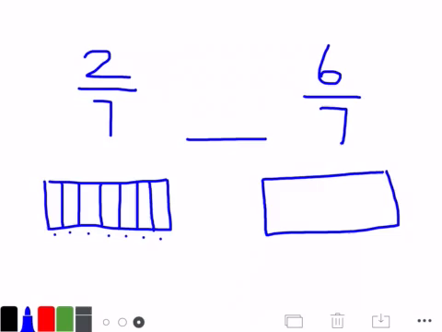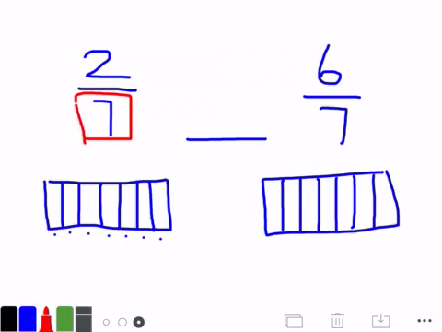And we need to split this into 7 equal pieces. So there's 1, 2, 3, 4, 5, 6, and 7. Now, just like last time, I'm going to fill in what it tells me here. My denominator is a 7, so we know we have 7 equal pieces on both sides.